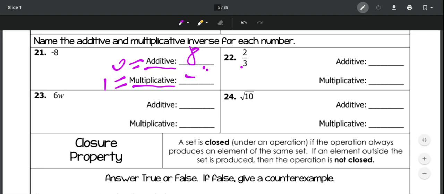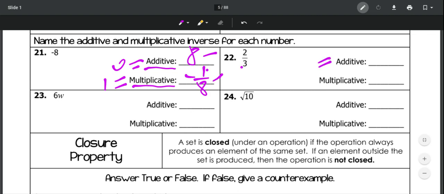You're going to need to multiply by -1/8. And you can check all of these by putting them in your calculator. And so those will be the additive inverse and the multiplicative inverse. Now, fractions are a little bit different, but they're not too bad.